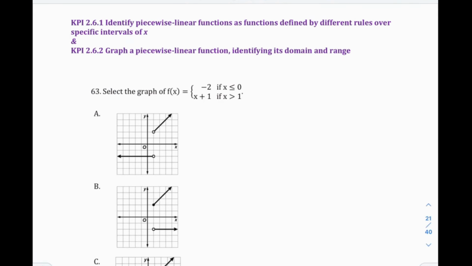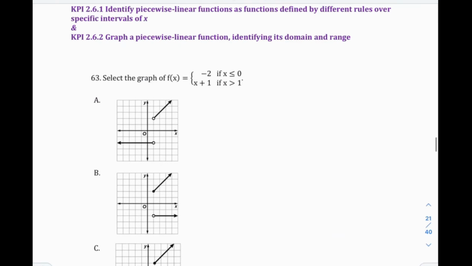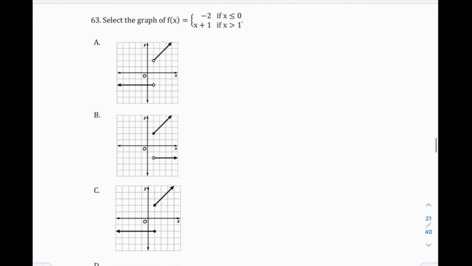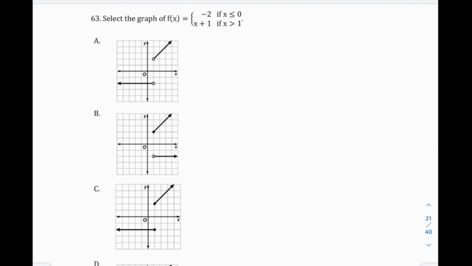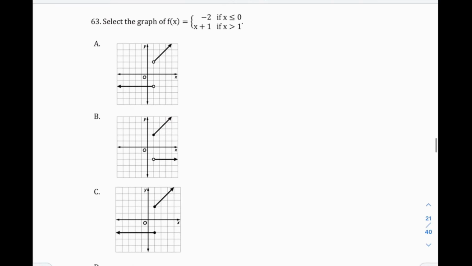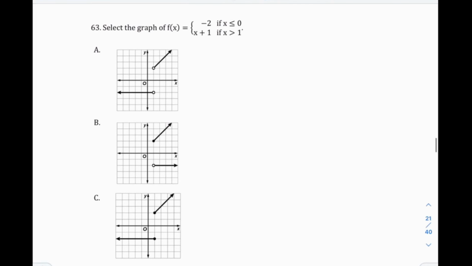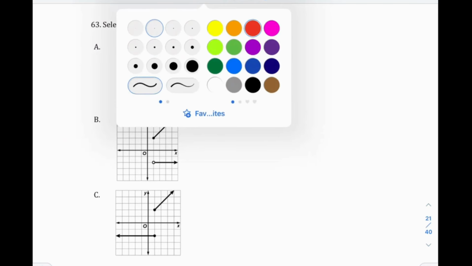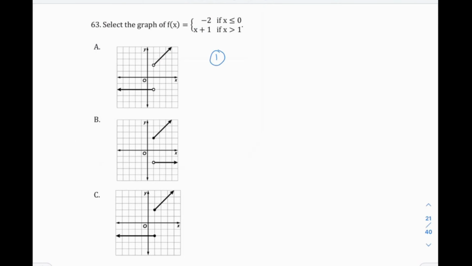Identify piecewise linear function. Now we are going to discuss the piecewise linear function. We call it piecewise linear function because it includes pieces, actually. So each piece will have its own definition. Let's see. We have here piece number 1, f of x is equal to minus 2.